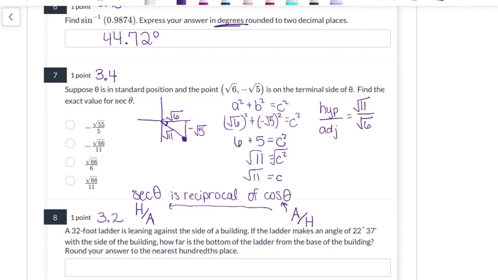Notice none of those answers match it. You could play what I call match the fraction. If I type all my answers in the calculator and get crazy decimals, which crazy decimals match? Or I can rationalize. Square root of 11 times square root of 6 is square root of 66. Square root of 6 times square root of 6 is square root of 36. So that's square root of 66 over 6, because the square root of 36 is 6.